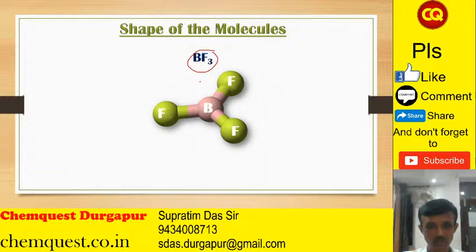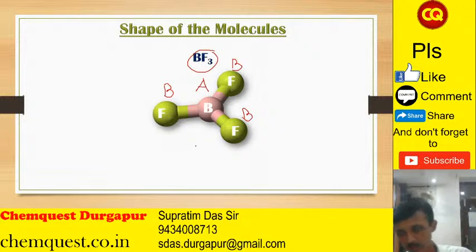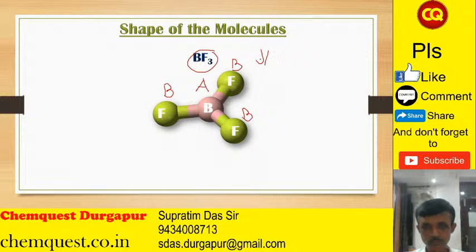Then the central atom is A, boron. Fluorine is non-central, known as B, and another B. It is trigonal planar. It is trigonal planar in shape. Trigonal planar. Steric number equal to 3.